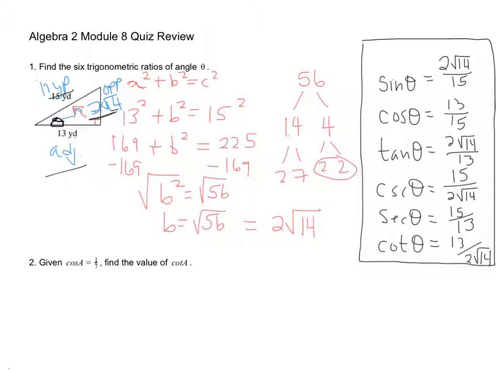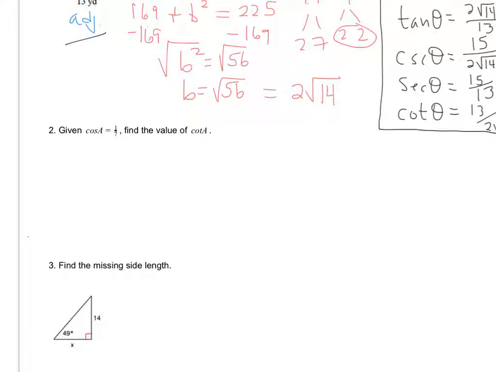Okay, let's look at problem number 2. It says, given the cosine of A equals 1/7, find the value of cotangent A. This is really a problem that's just like the one above, only there's no triangle drawn, so we're going to draw our own triangle. So I'm going to draw a right triangle with an angle of A in the corner.